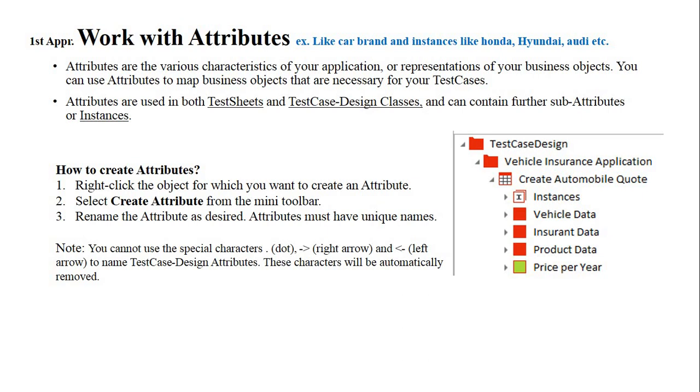Okay, and one more practical life example is a car brand. The car brand, the business object, is your attribute, and the different flavors of a car brand like Honda, Hyundai, Skoda, Audi, BMW, these all are going to be your instances, right? I guess this is the best example to understand the meaning of attributes and instances in Tosca. Okay, so let's see how you can create the attributes.